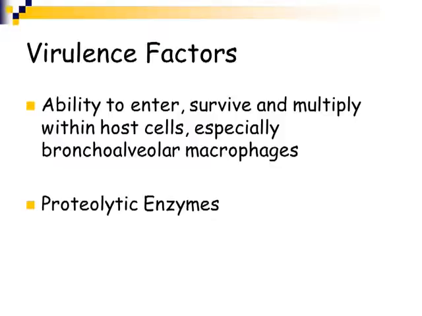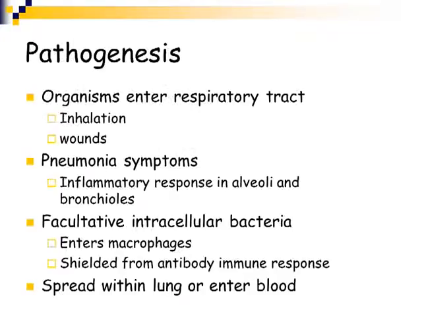Now, for the virulence factors, Legionella is one of the organisms that is able to survive and multiply within macrophages. Now, macrophages are phagocytic cells that normally kill engulfed bacteria. However, Legionella and several other organisms, another one we've discussed is Francisella, are able to survive as well as multiply within a macrophage. Legionella also can produce proteolytic enzymes.